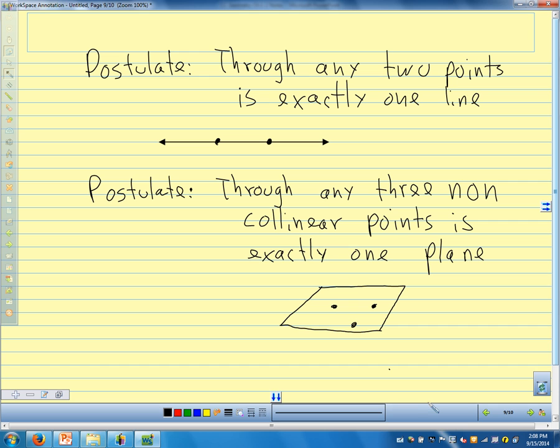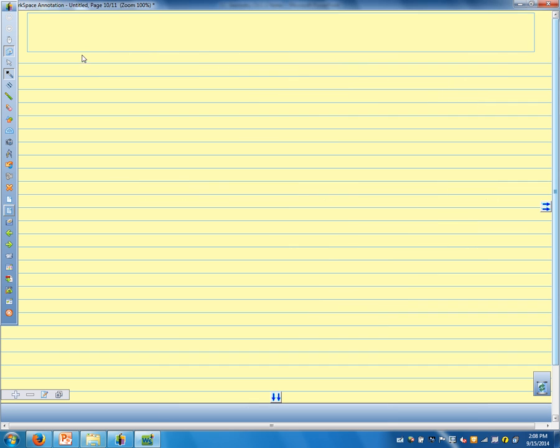All right, so we have our terms. We have the beginnings of our terms. We'll have more terms and more postulates as we go on. These are the most important. These are the foundations. Everything we're going to build geometry from is going to start from these terms and these postulates. All right, our homework.